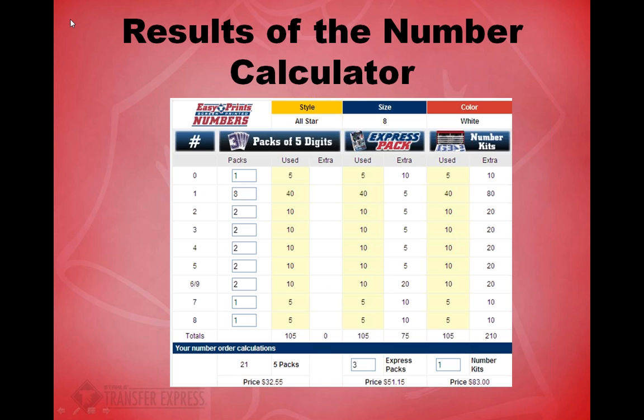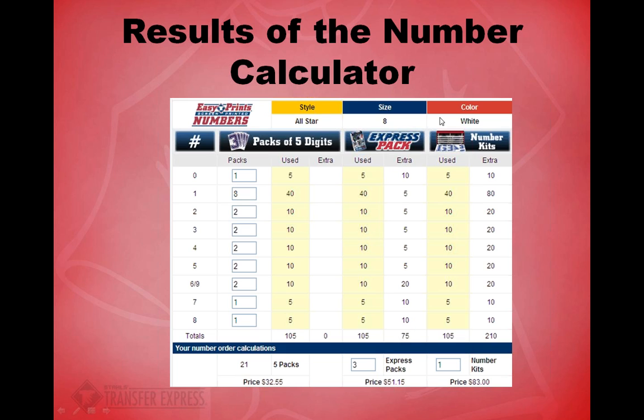Now, the screenshot you're looking at here is an example of the results of our number calculator. After you've typed in the information that we've talked about on the past 2 slides that I've been showing you, here's the results screen where the number calculator will show you exactly what you should be ordering. So you'll see it's broken it down here. On the left-hand column, you see number. This is the digit we're talking about.